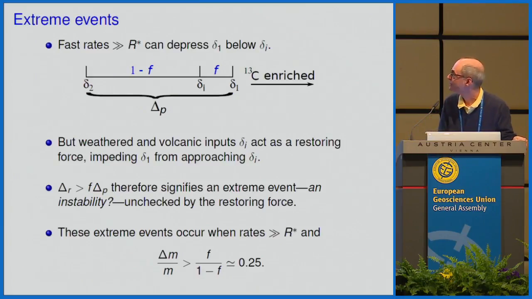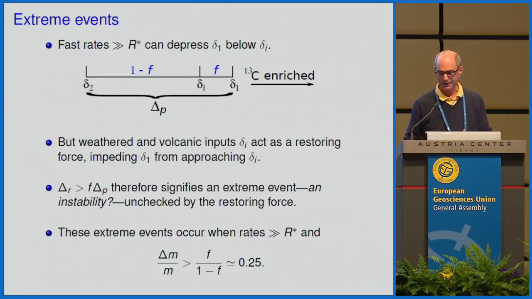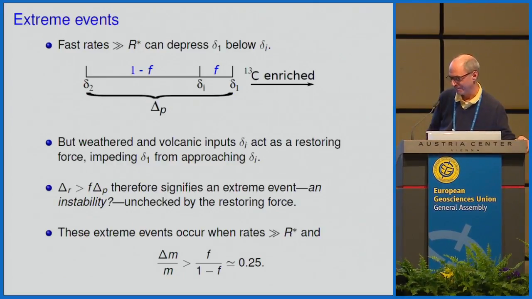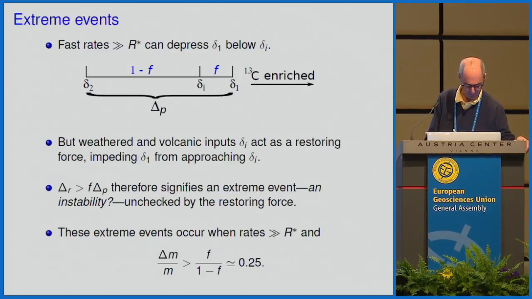What this means is that the time scale is no longer part of the problem, and we identify that extreme event with changing delta 1 to just more than the long-term crustal average, because that long-term crustal average acts essentially as a damping on the isotopic system. It's always returning the delta I isotopic composition, which is minus 5, right? And if we go beyond it, it's a measure of an effectively serious event, right? So we just call that extreme.